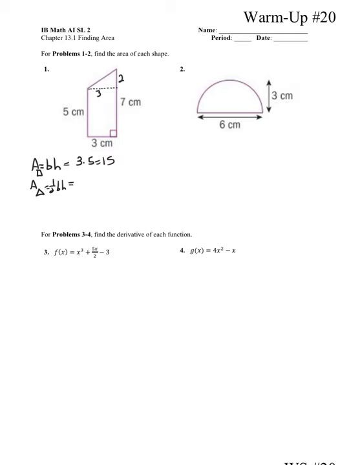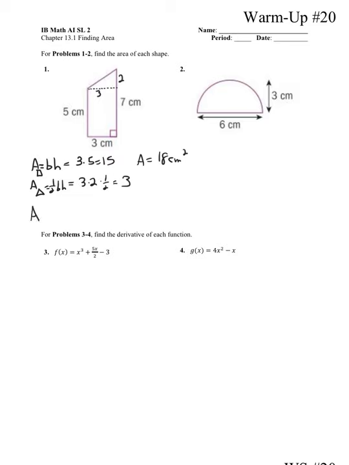Okay. So the rectangle is base times height. The triangle is 1/2 base times height. And you do 3 times 2 times 1/2, which would give you 3. So the total area would be 18 centimeters squared.